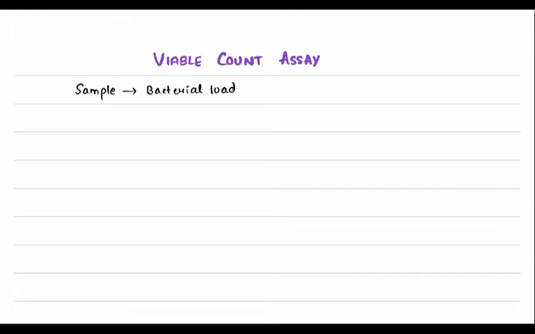So in that case, what do you do? You homogenize the sample, and in 1 ml of that sample, you calculate how many units are there which can actually form a colony. So the whole thing is colony forming units per ml or per ml of the solution. Right. So let's start to calculate.